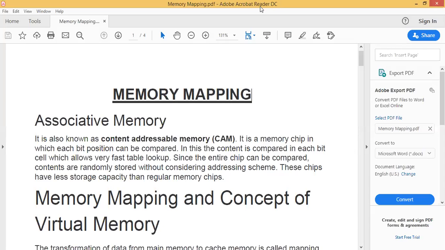Good morning, student. Today I will discuss with you memory mapping. Before discussing mapping, I will discuss with you associative memory.